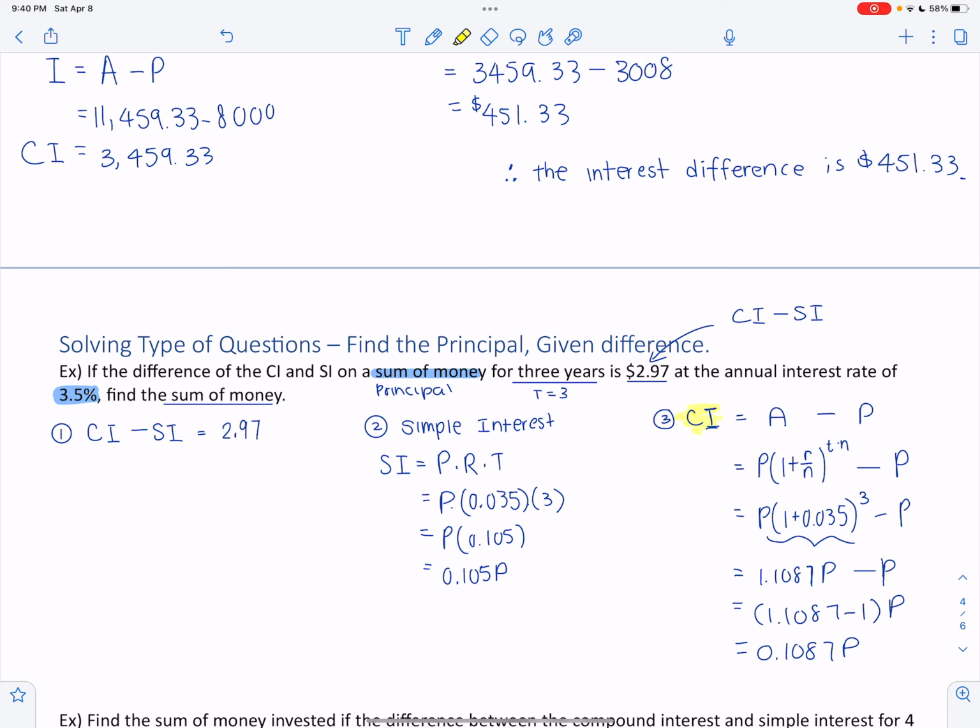Now you've got really important stuff. Your CI is equal to this part. Next, you have your simple interest, SI, which is this part here. What I want you to do is find P. Essentially, I'm going to replace my CI with this, my yellow with my yellow, and then I'm going to subtract the green. The green is this one here. I'm going to subtract that. I just want to remove the equal sign. So that's my green, and this is equal to 2.97.